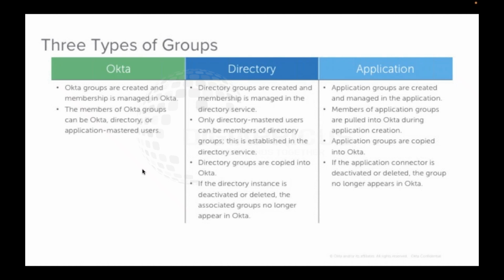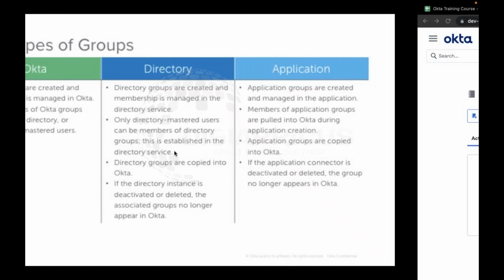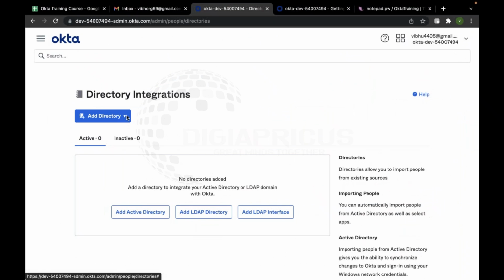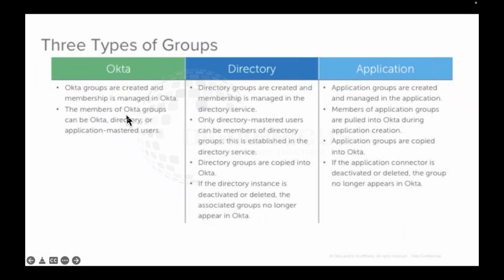Can you show me one example of directory groups, sir? We never created any directory groups, sir, right? We created apps and we created people. Then we created a group and we added people and apps, right? So what is this directory group?